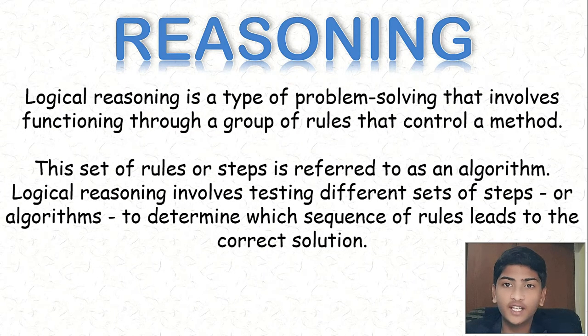Logical reasoning is a type of problem solving that involves functioning through a group of rules that control a method. It means logical reasoning is a type of problem solving that involves some functions or a group of rules that handle a method. This set of rules or steps is referred to as an algorithm.